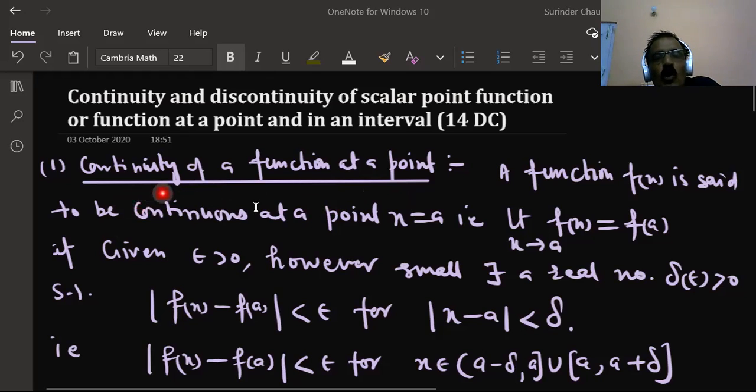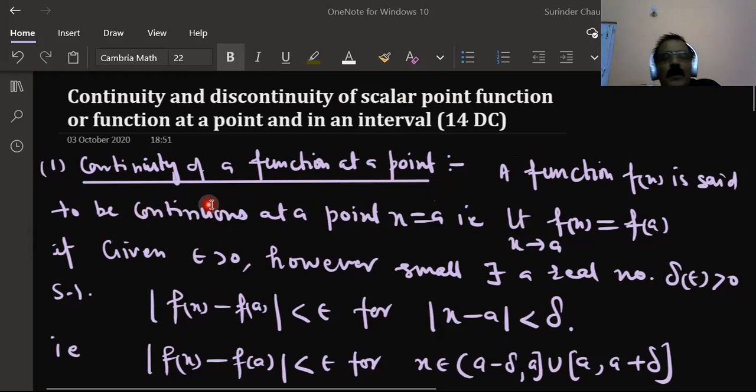Now we'll continue the concept of limit at a point at which the left limit and the right limit of the function exist, and continue with the value of the function at that point. That will give us the continuity of the function at the point. So now we'll discuss the continuity of a function at a point.